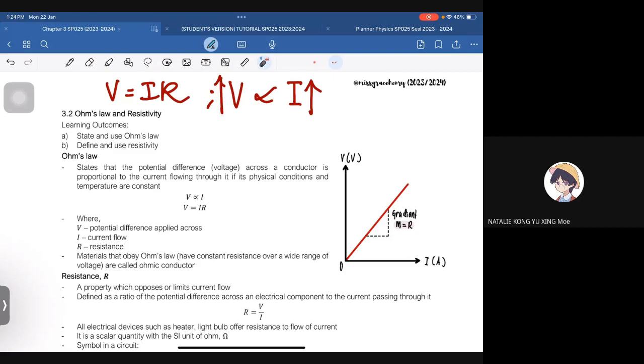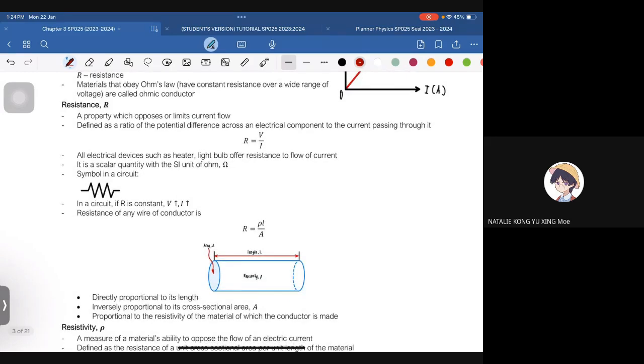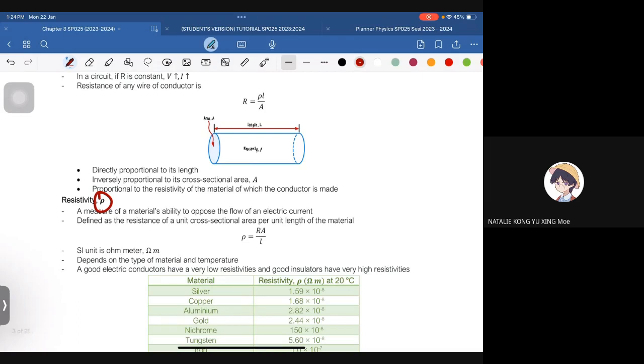And then you also have to use resistivity. So resistivity ni apa pula? Okay, so resistivity ni is rho. Rho ni dia sama simbol dengan density kan. Tapi untuk this chapter, it is a measure of the material's ability untuk oppose the flow of an electric current. So dia sama dengan resistance. Tapi dia ni dikira sebagai resistance per unit length, per unit length of the material.